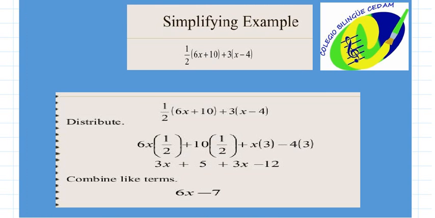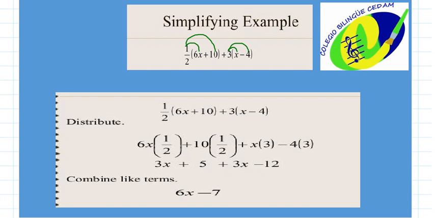One example here, 1/2 multiplied by 6x plus 10 plus 3 multiplied by x minus 4. What we do here is to use the distributive property, so multiply 1/2 by 6x and then we multiply 1/2 by 10. Here we have the answer in this part. And then we multiply 3 by x and 3 by minus 4. Let's see. 3 multiplied by x, 3x. And 3 multiplied by minus 4, minus 12.